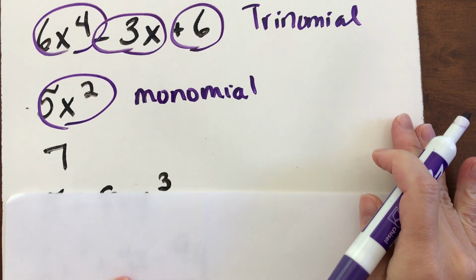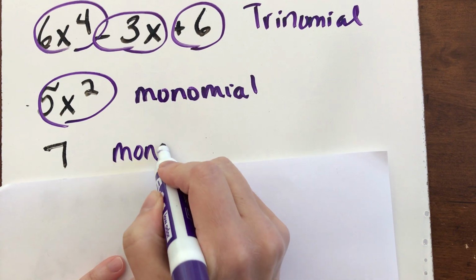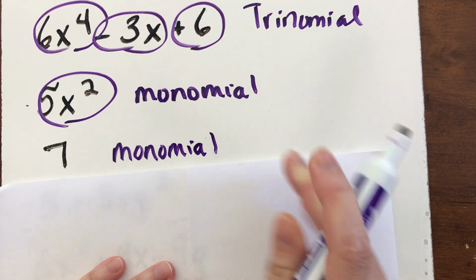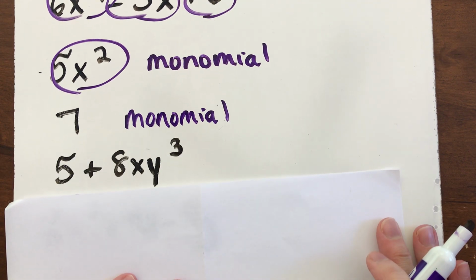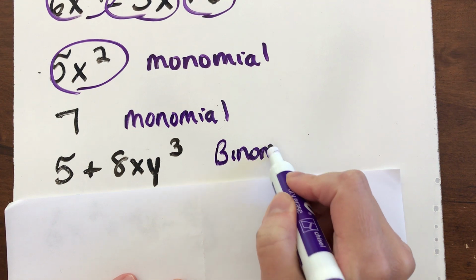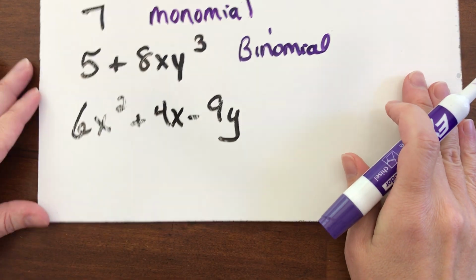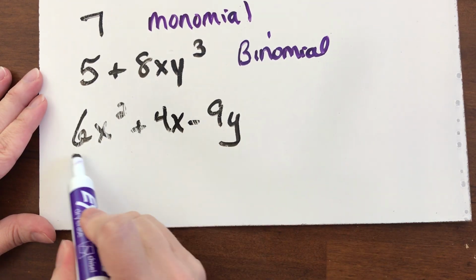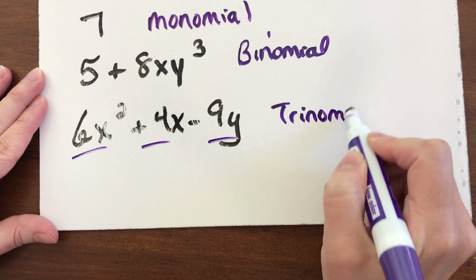Okay, let's go up. What about 7? That is a monomial. A number, you've all been dealing with monomials your whole life and you don't realize that's what they're actually called. All right, 5 plus 8xy to the 3rd. Good, that's a binomial. And what about 6x squared plus 4x minus 9y. 1, 2, 3. 3 terms, so that is a trinomial.